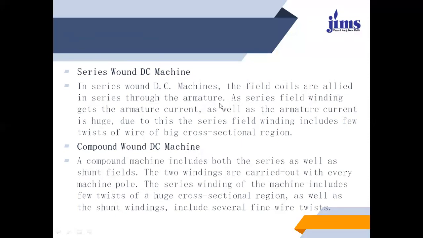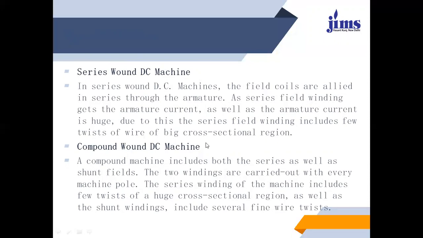The armature winding is always in series with the field winding. As we know, the armature is placed on the rotor side, and the field winding is placed on the stator side. So whenever we look at this, one winding is placed on the stator side and another winding is placed over the rotor side.